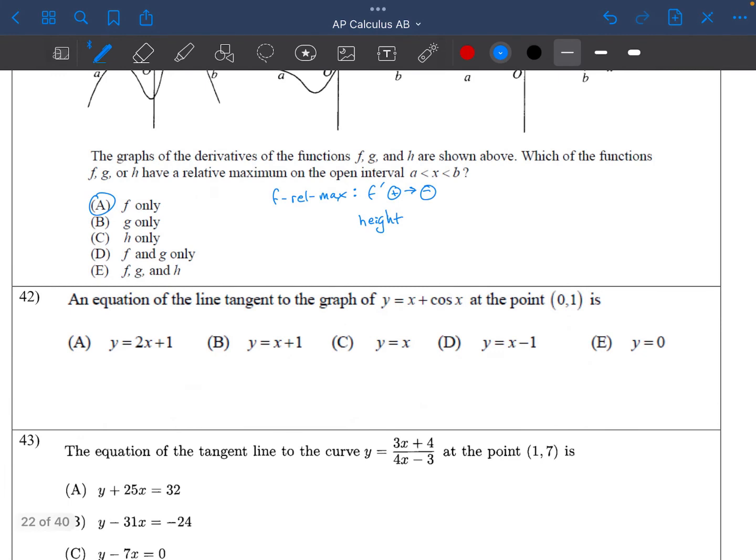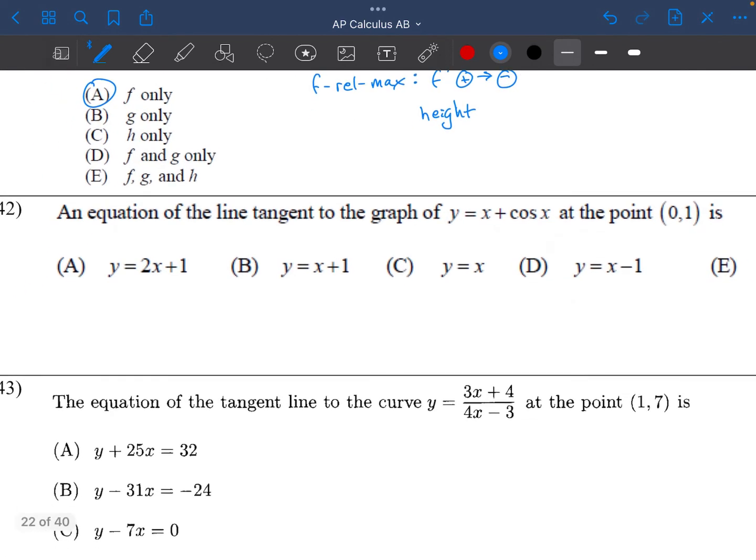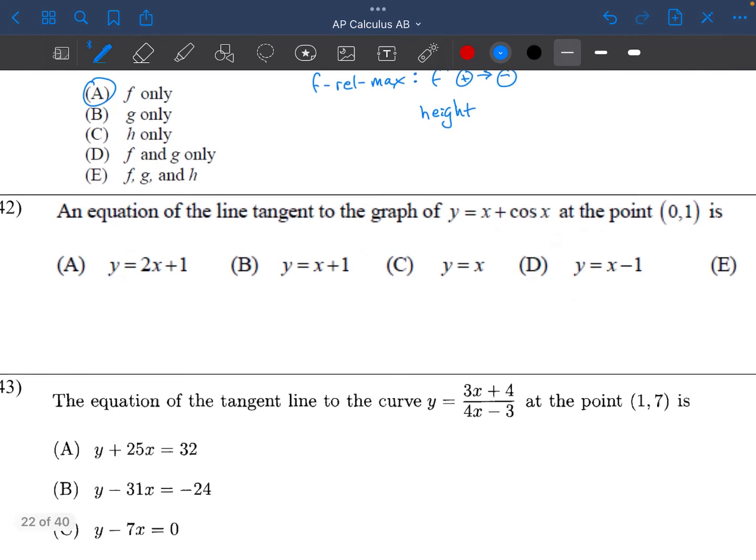Number 42. We have an equation for the line tangent, and how do you do that? It needs to be tangent to that graph. So let's first write out the definition of the equation of the line tangent. That's always going to be y minus box is equal to the slope, which is box, times x minus box. In each of these spots we have an x-coordinate, a y-coordinate, which I'll call f of x, and f prime of x, which is the slope.